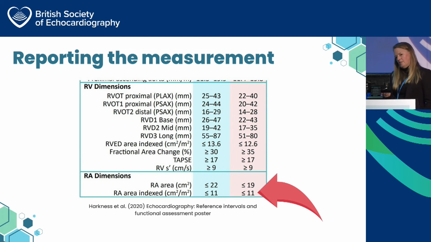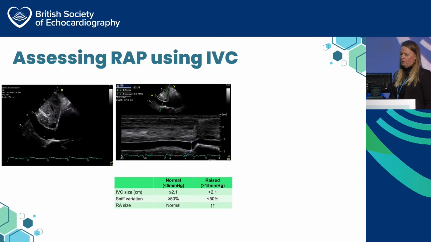One of the interesting things about this is that in the Norway study, they actually don't use an RV-focused view for their right atrial assessment. So it's probably worth finding out from the BSE tutorial why they decided to do that for their reference range.